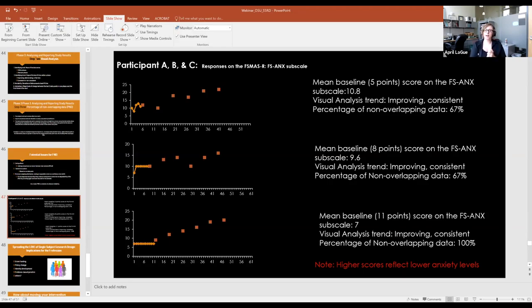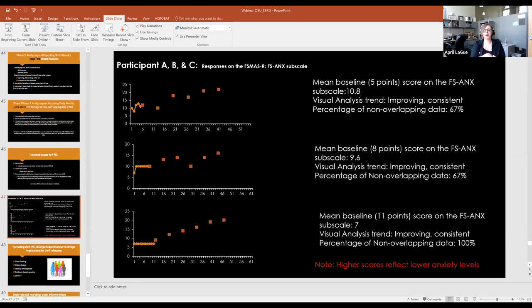Okay. So then for the third participant, now remember, this is our participant who had the highest score on the Mars-A. She really had some physical signs of math anxiety and really responded well to the intervention. Look at that beautiful line, improving, consistent, and percentage of non-overlapping data was 100%, meaning that as soon as that intervention was introduced, the student responded amazingly to it, which is really exciting.